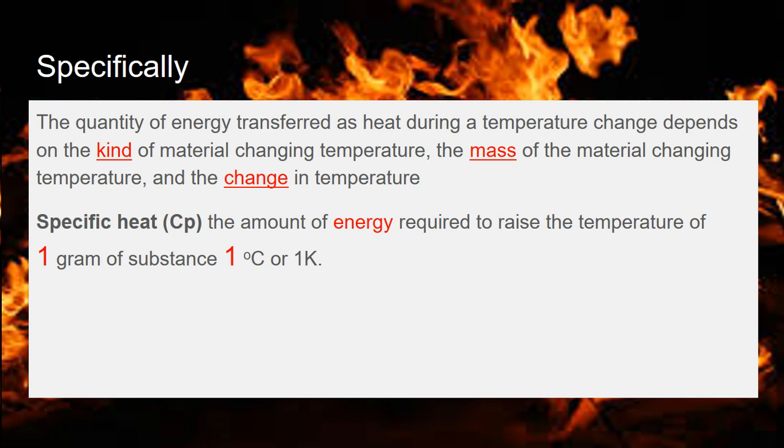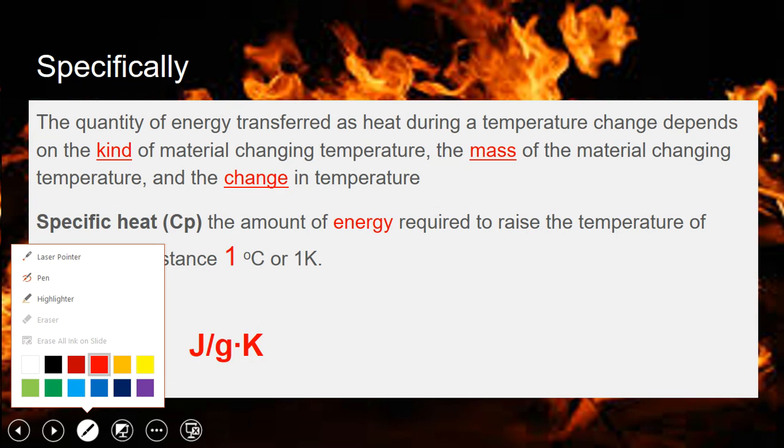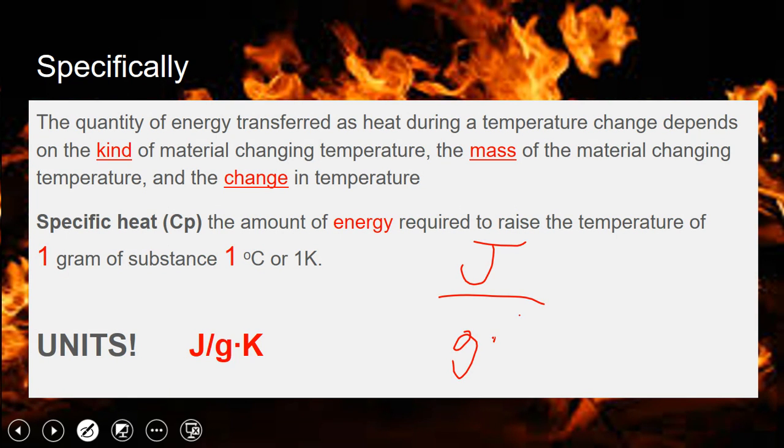All right, so we talk about specific heat, and the quantity of energy transferred as heat during temperature change depends on the kind of material, the mass of the material, and the change in the temperature. As you saw before, the brick could only hold a handful of energy units, not near as much as the iron. That's because iron had a higher specific heat. It could hold more heat per gram of iron. And specific heat is the amount of energy required to raise the temperature of 1 gram of substance 1 degree Celsius, or 1 Kelvin. The units of that, therefore, would be the amount of energy, joules, per gram per degree Celsius. So joules per gram degree Celsius.